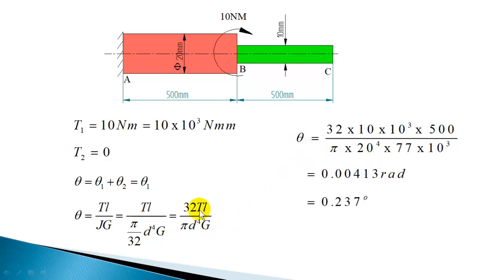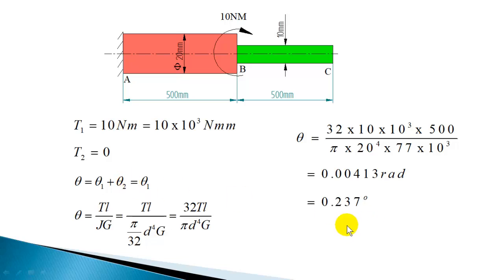Now substituting for torque 10 Newton meter or 10 into 10 raised to 3, and length is 500 and diameter is 20 for this section, and modulus of rigidity is given as 77 gigapascal or 77 into 10 raised to 3, which will work out to 0.00413 radian. And converting into degrees, you multiply this with 180 by pi, which will give 0.237 degree. So that will be the angular twist at C with respect to the fixed end A.